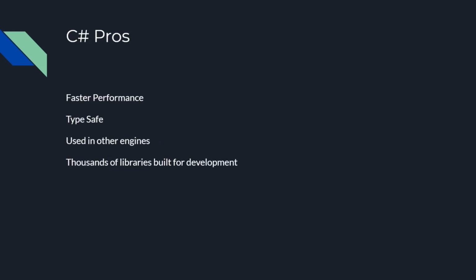On to C#. C# is developed by Microsoft, and it's officially supported by the Godot developers. It has faster performance. It's type safe, which for me is a big advantage. Again, that's a subjective metric, but I like type safe languages. It's used in other engines such as Unity or CryEngine. Both of those engines have C# as an available option to code in. And it has thousands of built-in libraries for development.